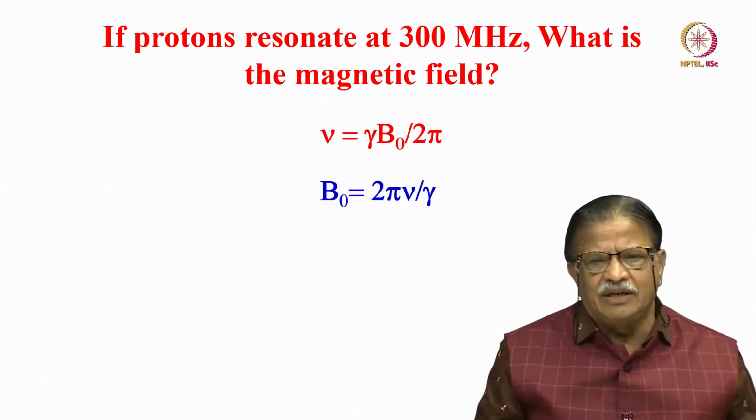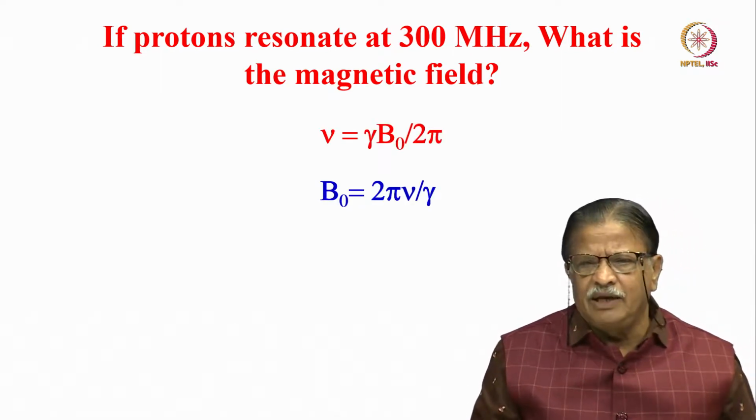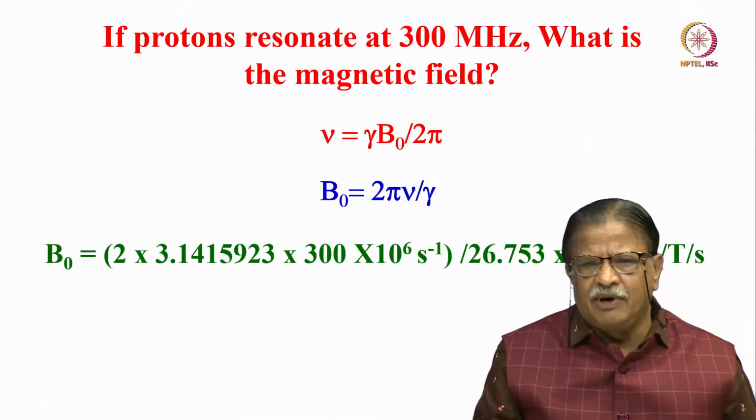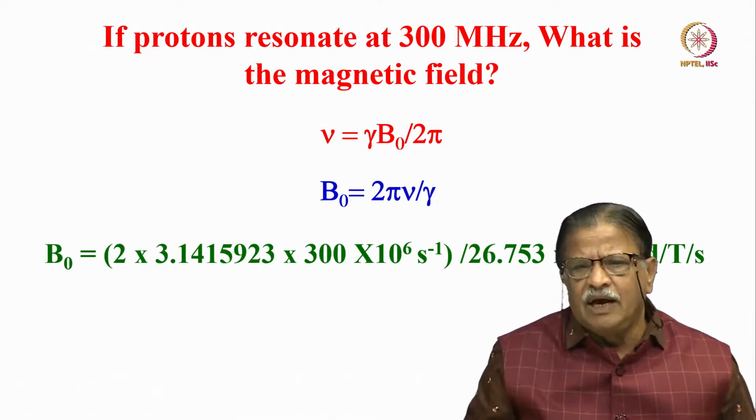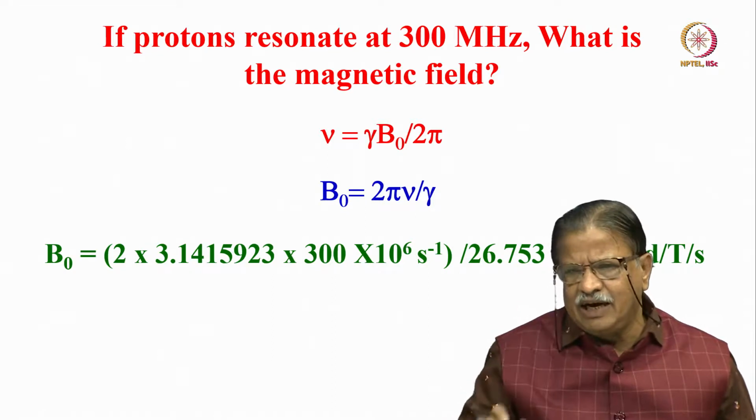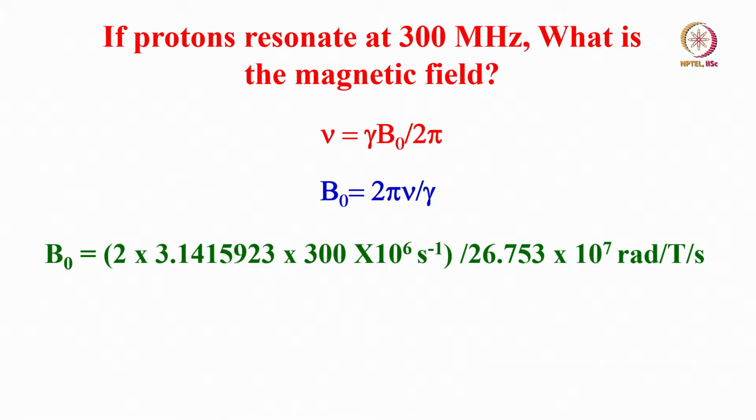Do the reverse calculation. Nu is equal to gamma B naught over 2 pi. So, then B naught becomes 2 pi nu over gamma. Substitute the value of 2 pi and then the frequency of 300 megahertz, and then gamma is 26.753 into 10 to the power 7 radians per Tesla per second, and you calculate the magnetic field is 7.04 Tesla.